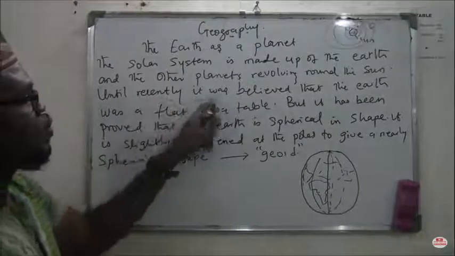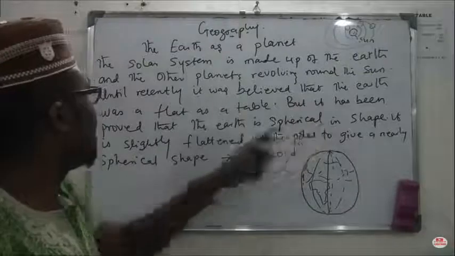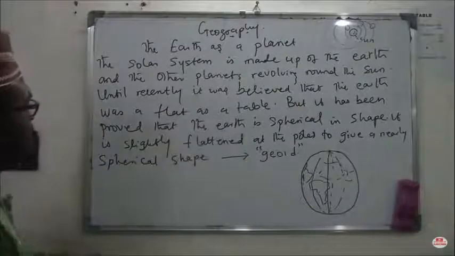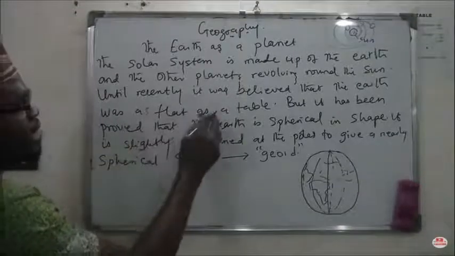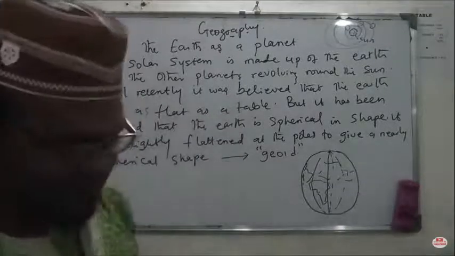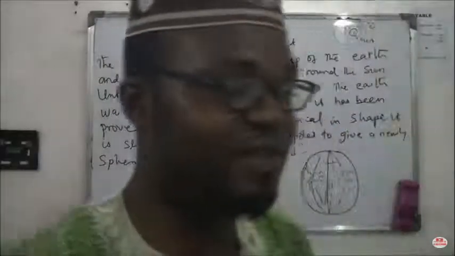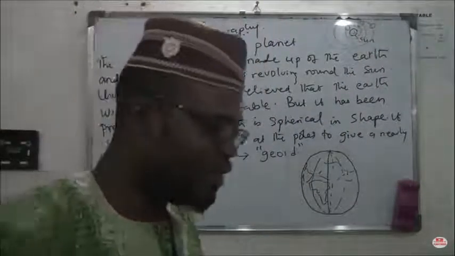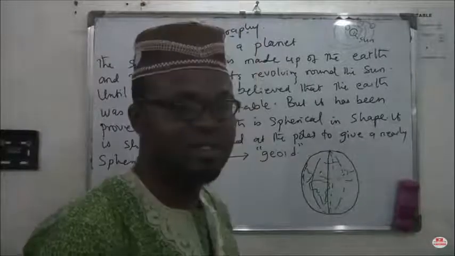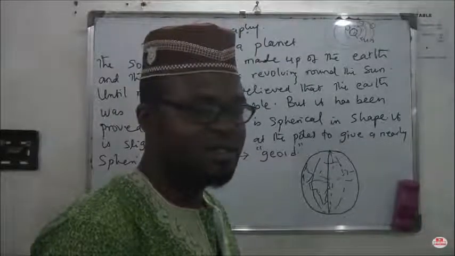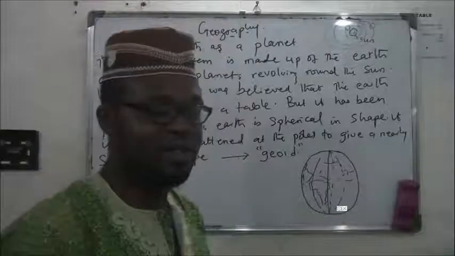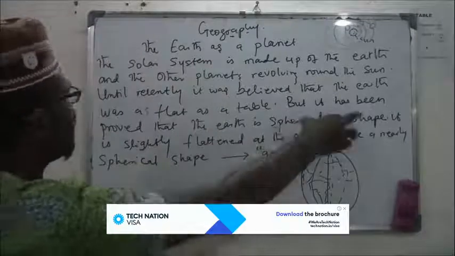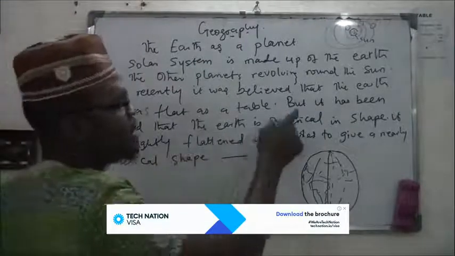Until recently, it was believed that the Earth was as flat as a table. So in the olden days, people believed that the Earth was flat because when you're driving, you drive on a flat plane. Based on that very knowledge, people thought that the Earth was flat. But it has been proved that the Earth is spherical.